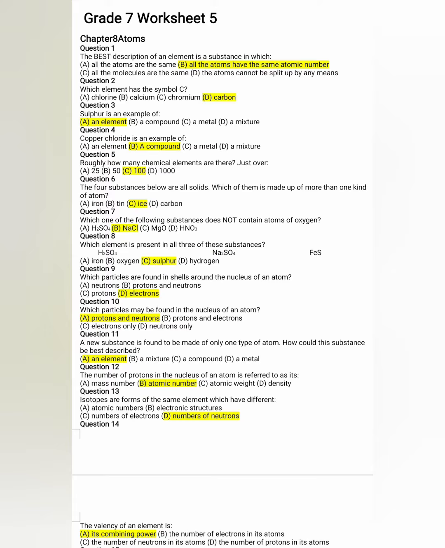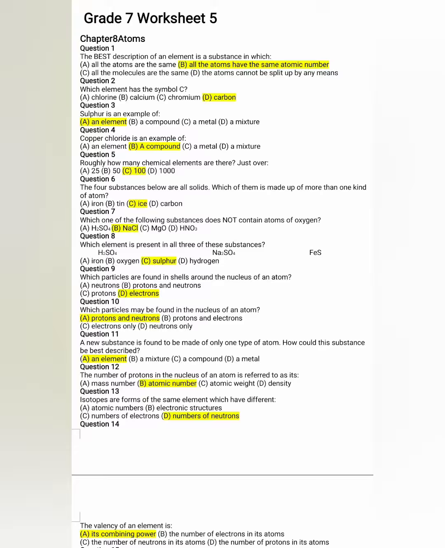Question number 5, roughly how many chemical elements are found in the world? 100. Question number 6, the 4 substances below are solids but not made of the same atom. It's a compound. It is sea ice because water is a compound. Question number 7, which of the following substances does not contain atoms of oxygen?